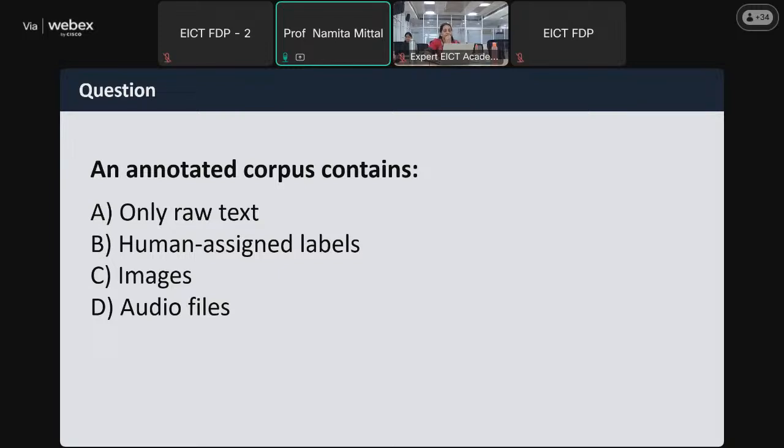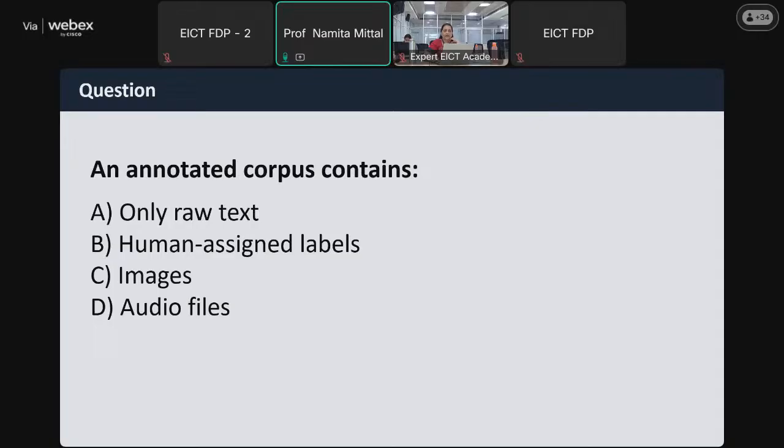So have a look at this question. An annotated corpus contains annotations. It means someone has looked at it and corrected it, annotated it. So if I ask someone what is this, he says it's a mobile. It means this is annotation. And I ask a second person, he says it's a phone. Someone says mobile, someone says phone. I ask a third one for majority voting, says mobile. It means we'll say the tag associated with this instrument is mobile. So an annotated corpus contains only raw text, annotated, human-assigned labels, images, audio files. Answer is B, human-assigned labels.